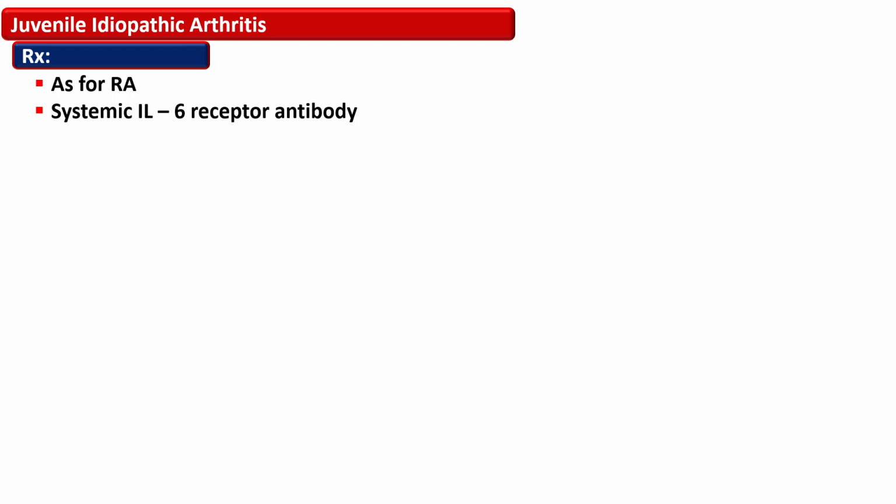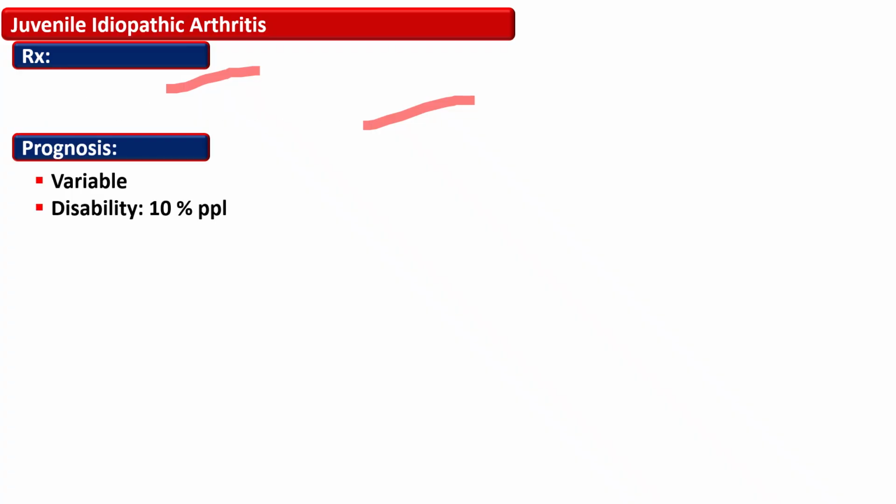So the treatment for this juvenile arthritis is similar to that for rheumatoid arthritis, and systemic interleukin 6 antibodies are also being implicated in this disease. Prognosis is very variable, however 10% of the people develop disability.